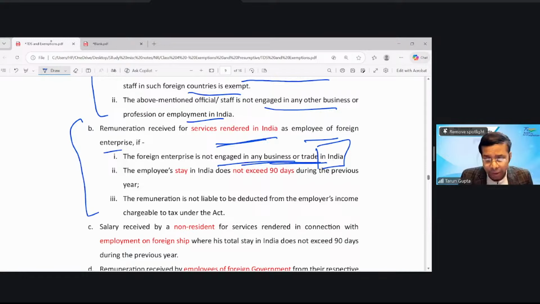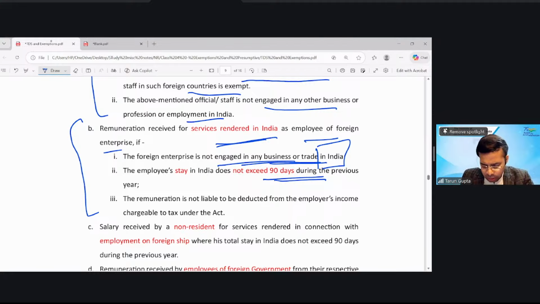The employee's stay in India does not exceed 90 days in the previous year. Exemption is provided only if you stay in India for 3 months, 90 days. If you exceed this limit, then the entire salary which you derive for service rendered in India shall be taxed. Once you exceed the 90 days limit, then the exemption is not there. Exemption is provided for a limited stay period, which is 90 days. A similar period is also provided in most DTAAs as well.